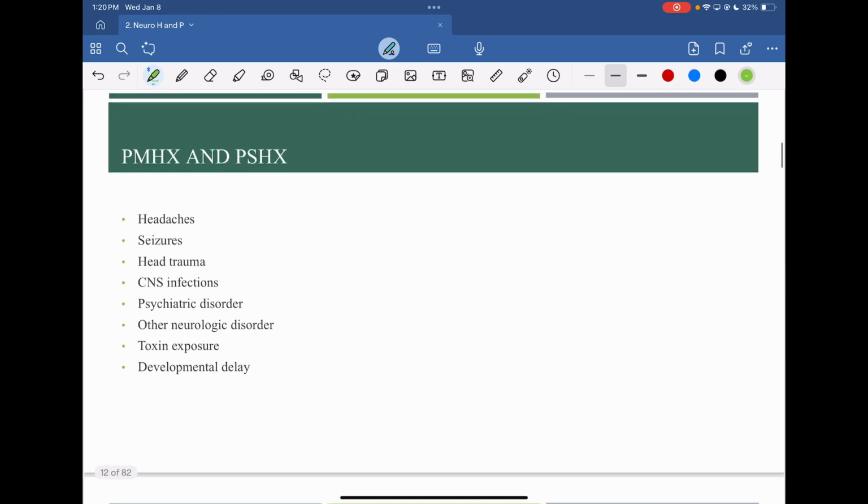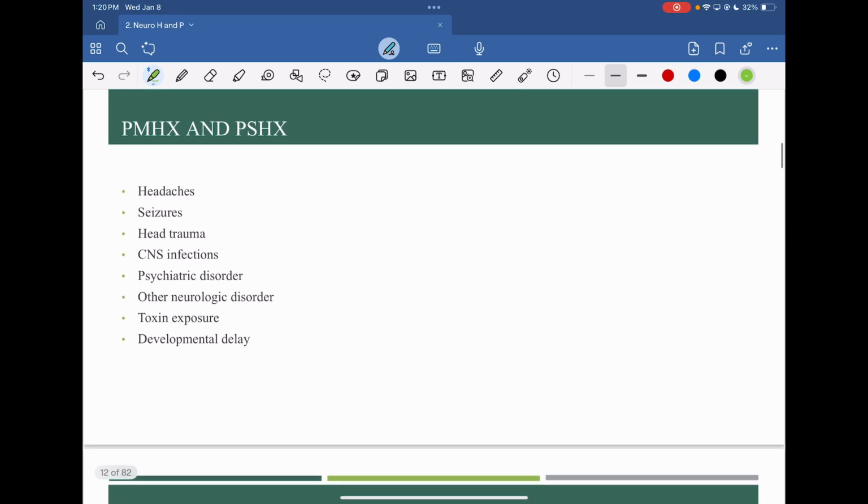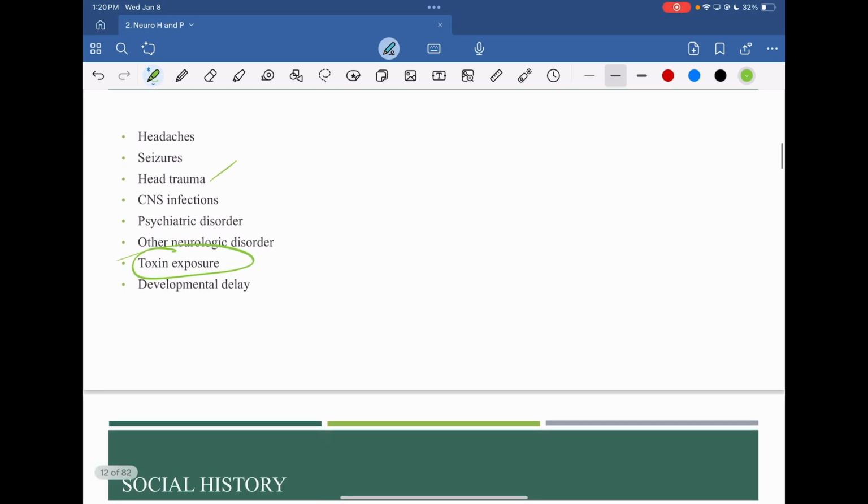Past medical history, past surgical history, ask them about headaches, seizures. Obviously, here's your trauma. Have you ever had any infection around the brain? Psych issues, toxin exposures. How would you find out about toxin exposure? Occupation. What do you do for work? Stuff like that. And any developmental delay.